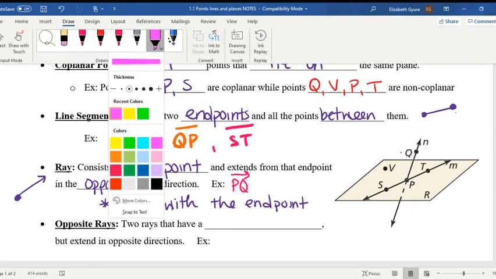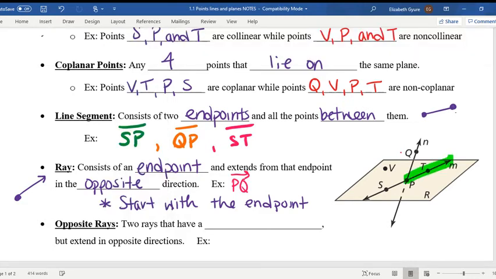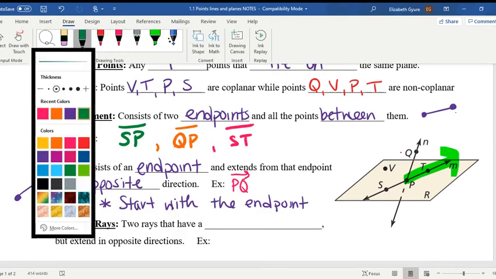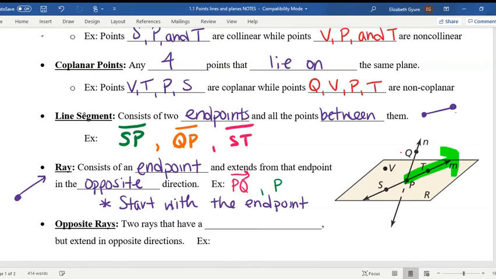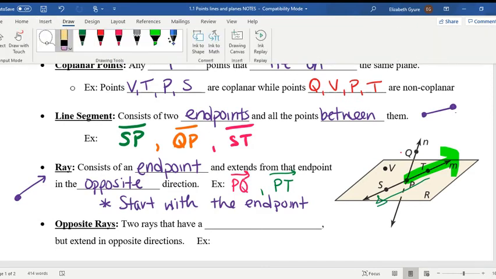Another example here could be ray PT. That would start at P and head towards T. If I said ray TP, that would be starting at T and heading towards P. So be careful with that. That's something that's easily confused.